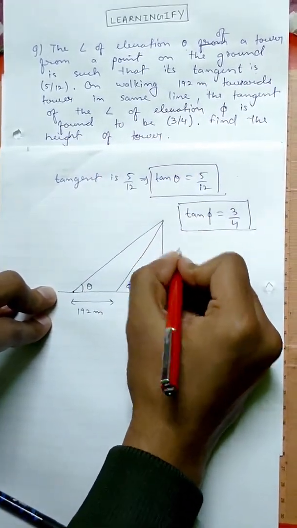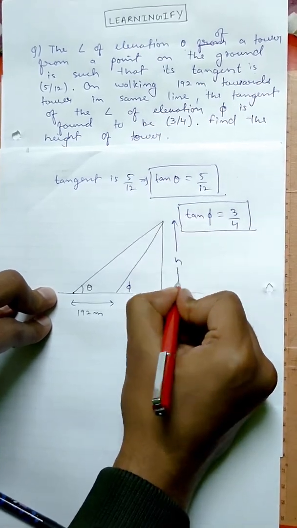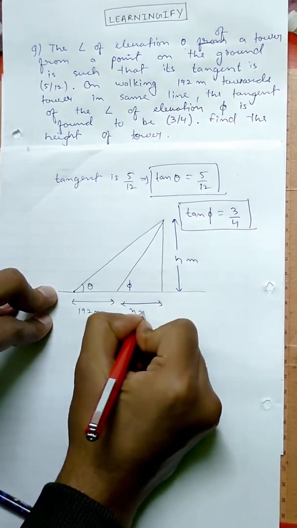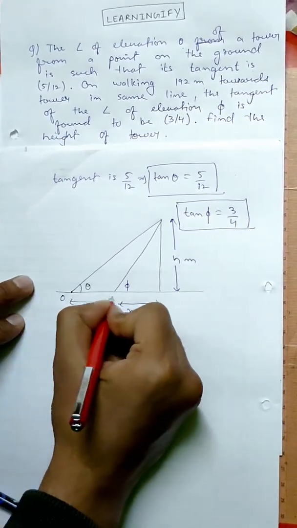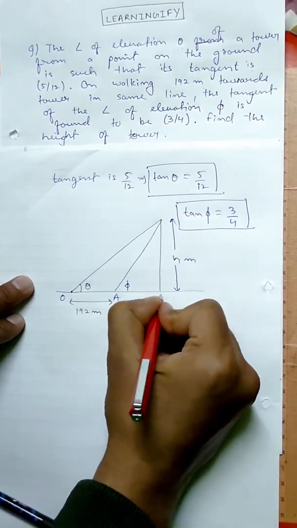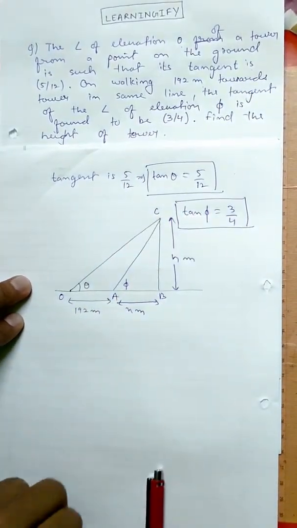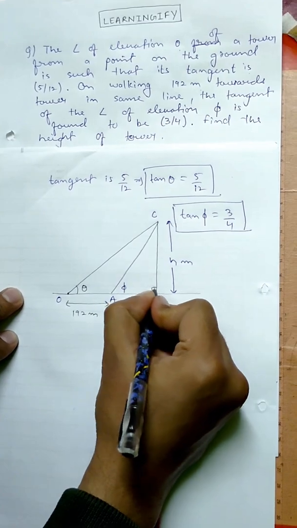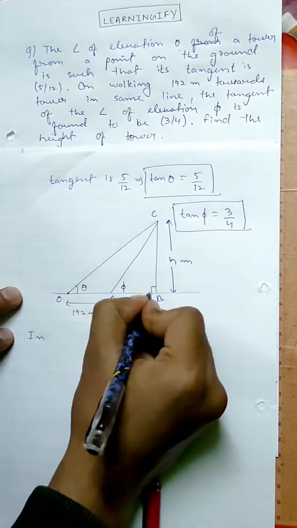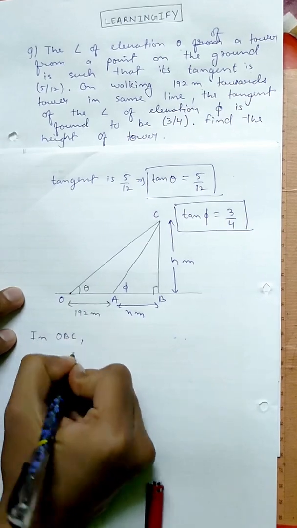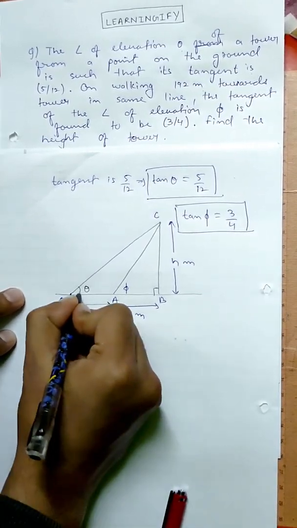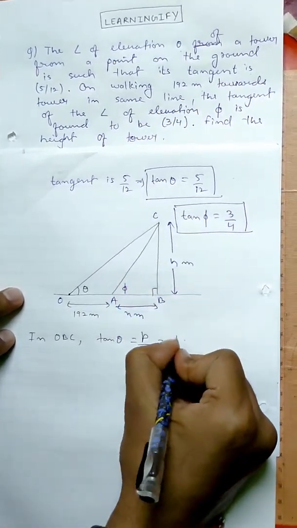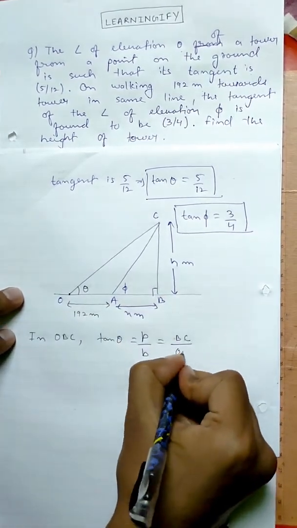We have to find the height of the tower. Let it be h meter, and let this be x meter. Okay, let's name this O, A, B, C. So we have to get two equations of height. Let's take the bigger triangle. In triangle OBC, we have tan theta equals perpendicular by base, which is BC by base OB.